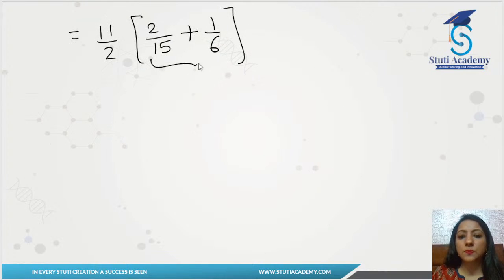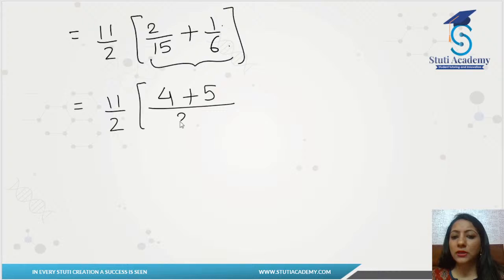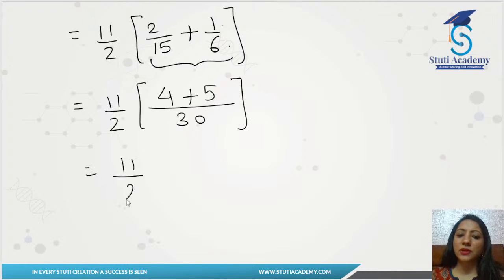Now we'll solve this bracket. So we'll take the LCM. LCM of 15 and 6 is 30. In order to make this 30, we'll multiply by 2, and we will also multiply the numerator by 2. So 2 into 2 will give us 4. In order to make this 30, we'll multiply this by 5, so the numerator will also get multiplied by 5. We'll get 5 here, and the denominator is 30, that's the LCM. So this is 11 upon 2 into 9 upon 30.